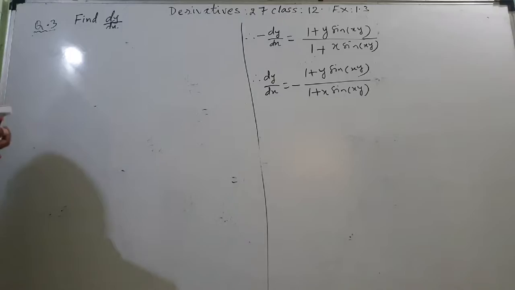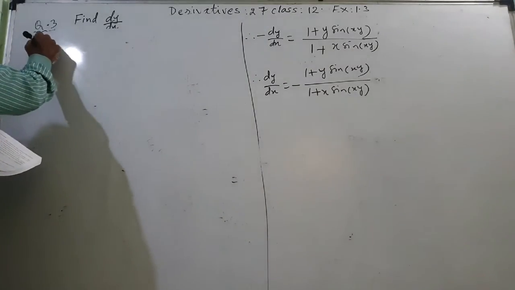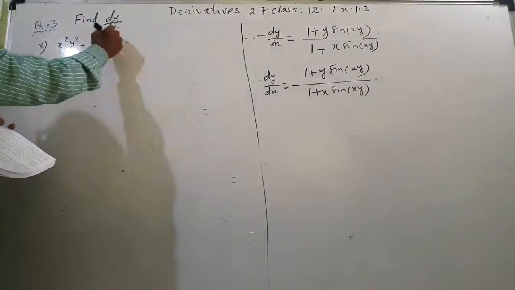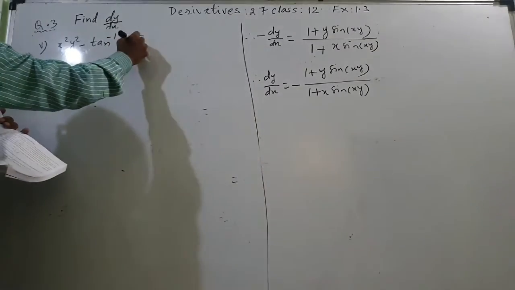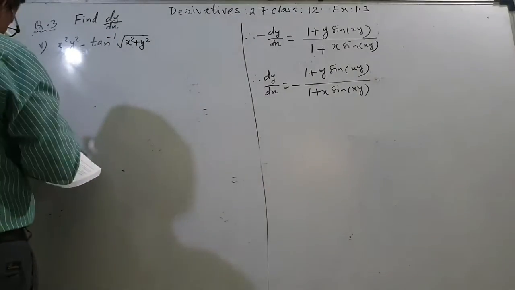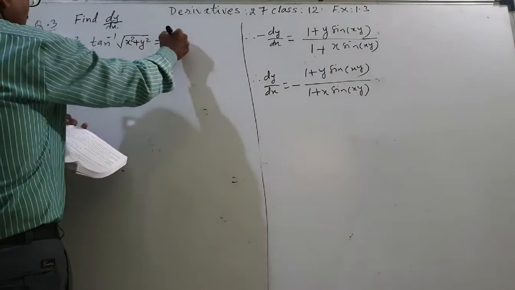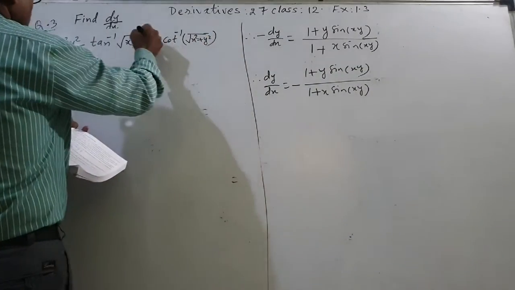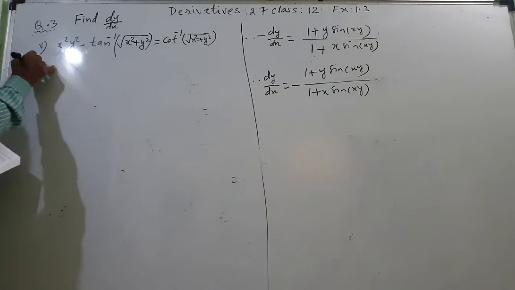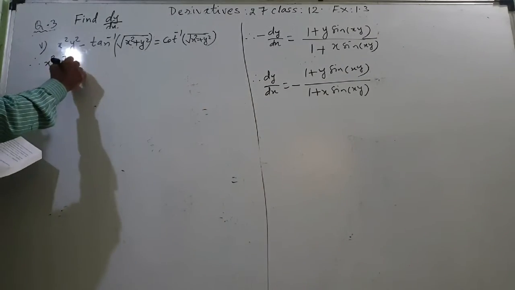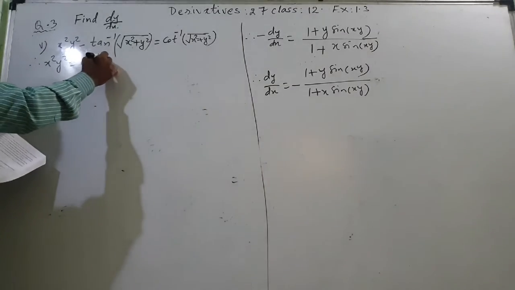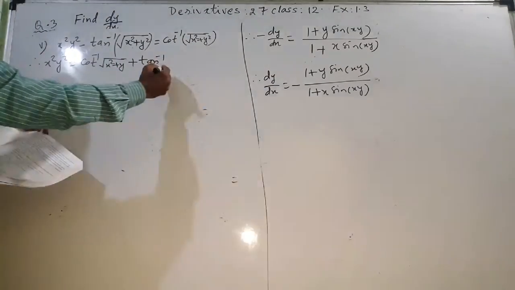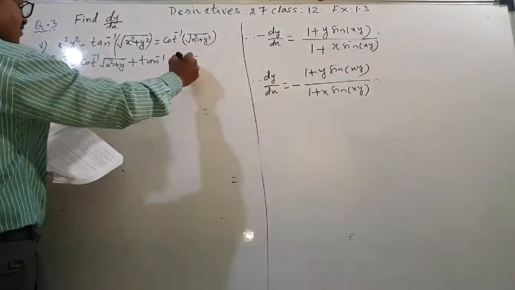The fifth sum is like this. x square y square minus tan inverse of root of x square plus y square is equal to cot inverse of under root of x square plus y square. Therefore, the first step will be x square y square is equal to cot inverse of under root x square plus y square plus tan inverse of under root x square plus y square.